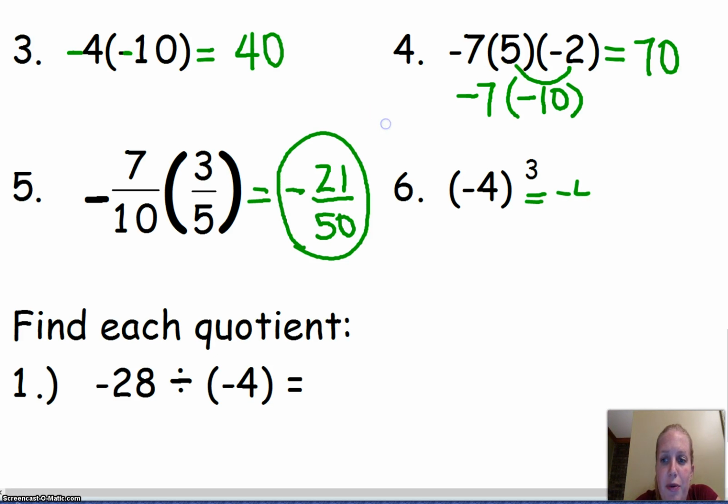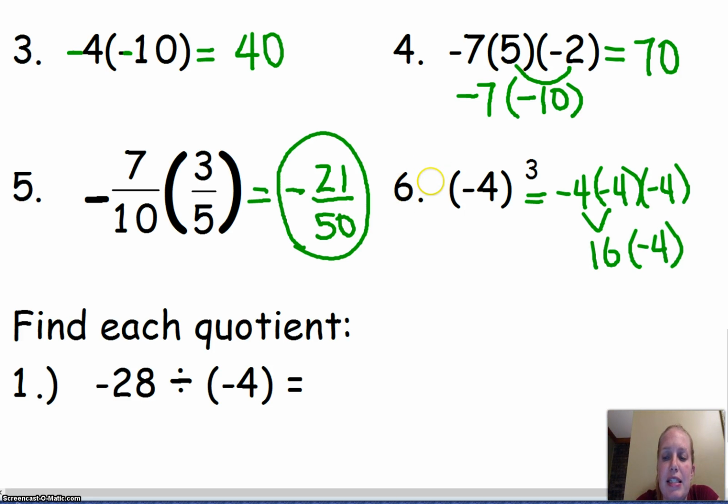Okay, this one, we just did powers a couple lessons ago. This means negative 4 times negative 4 times negative 4. If I do the first two, same signs, positive answer. 4 times 4 is 16 times the negative 4. 16 times negative 4, different signs, negative answer. And I'm going to get 64.